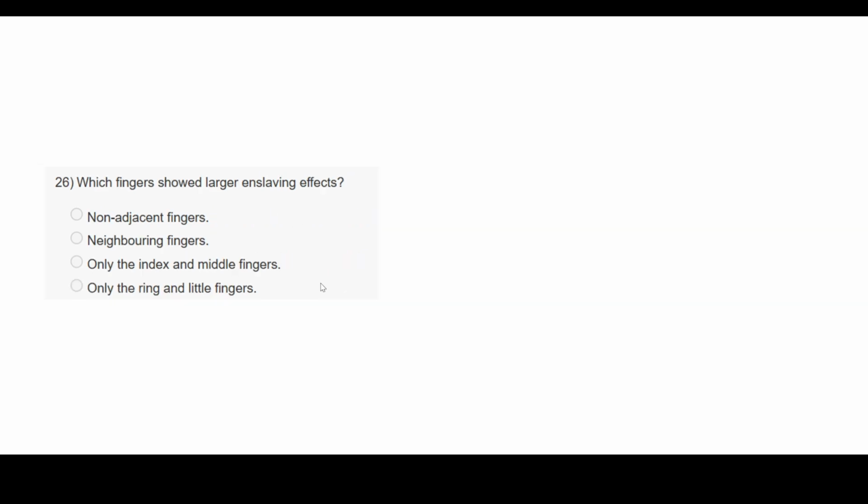Which of the fingers showed large enslaving effects? Non-adjacent fingers, neighboring fingers, only the index and middle fingers, only the ring and little fingers. The non-adjacent fingers did not have that much of enslaving effects. If you look at the second paper, the neighboring fingers were the ones which had larger enslaving indices.